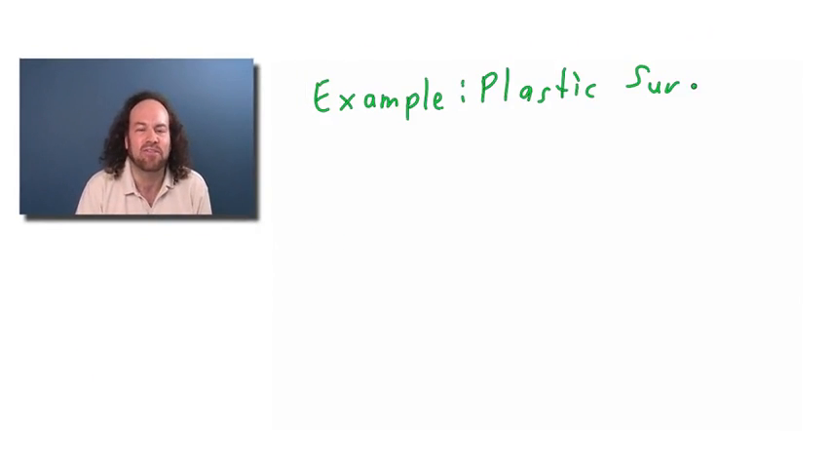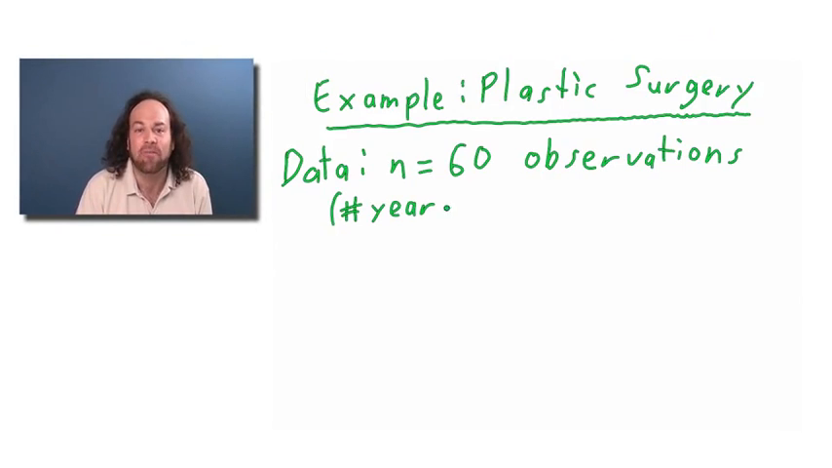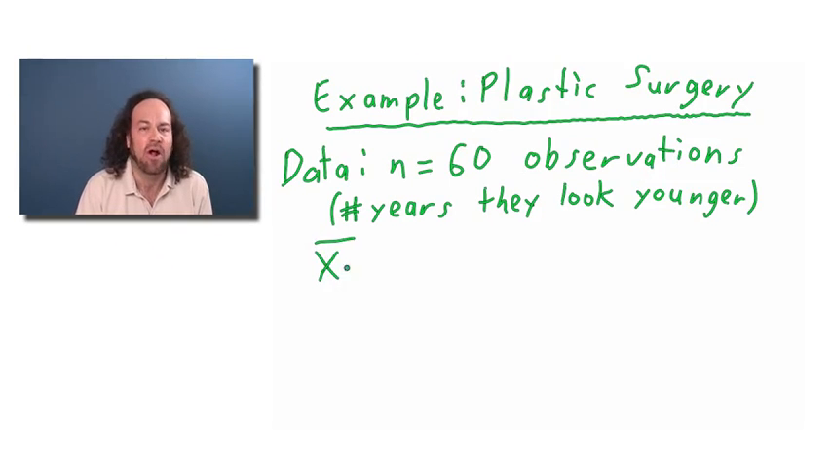So to set this up as a hypothesis test, let's remember the data that we had. In this case, we had n equals 60 different observations of people, and for each one, we had the number of years that they seemed to look younger. If we took the average of those 60 observations and called it x bar, then x bar was equal to about 7.177 years. And the corresponding estimate of standard deviation, s, was equal to about 2.948 years.